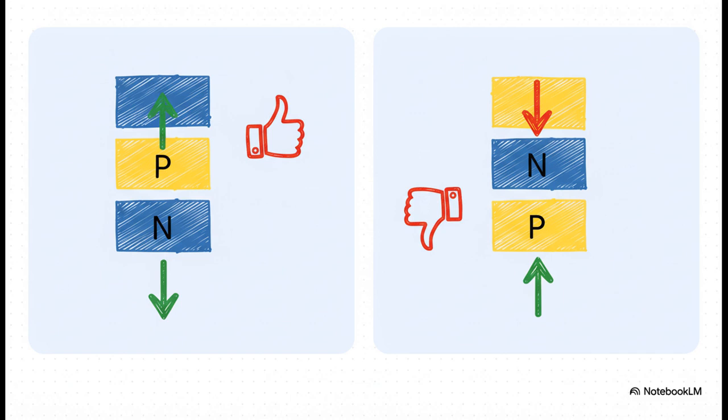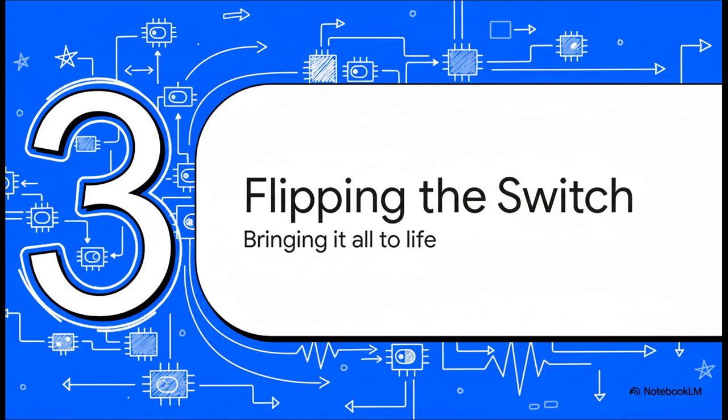Now, this is by far the most common type, and it works just like our water valve. You give the base a high or positive signal to turn it on. A PNP transistor is just the reverse, a PNP sandwich, and you turn it on with a low signal. For the rest of this, we're just going to focus on the NPN type because it's the one you'll see everywhere.